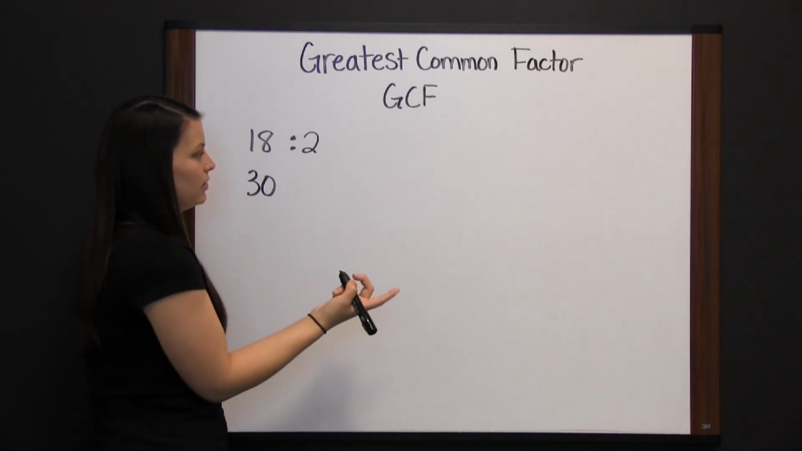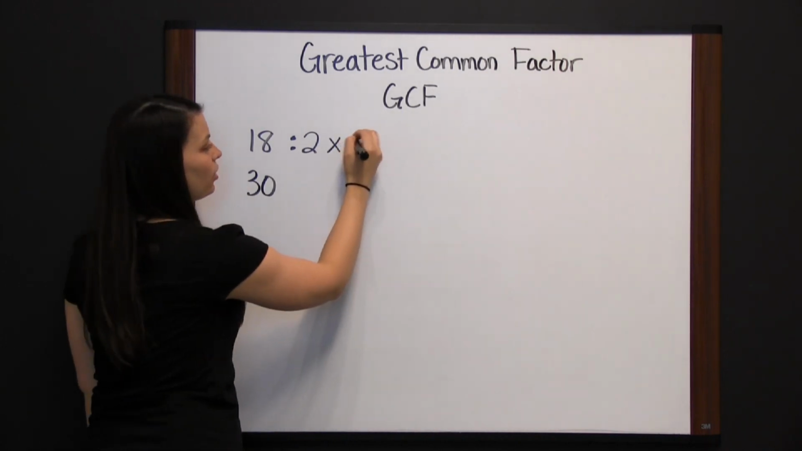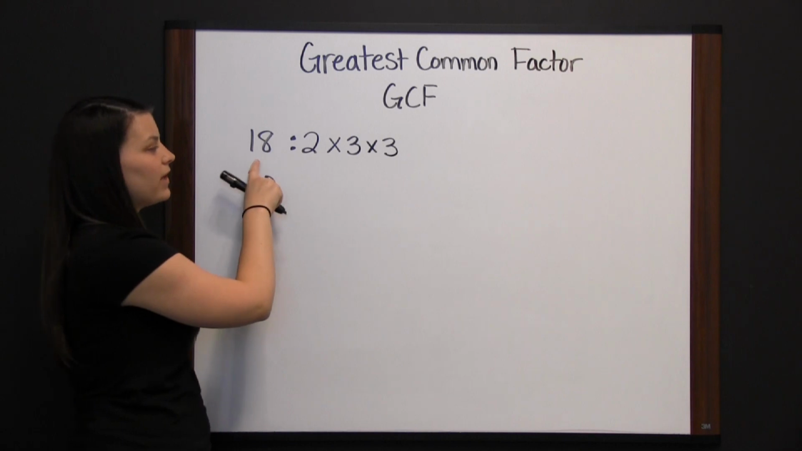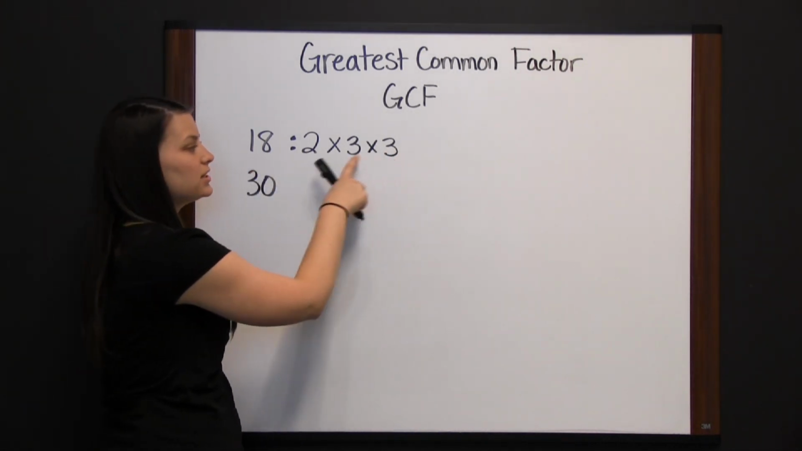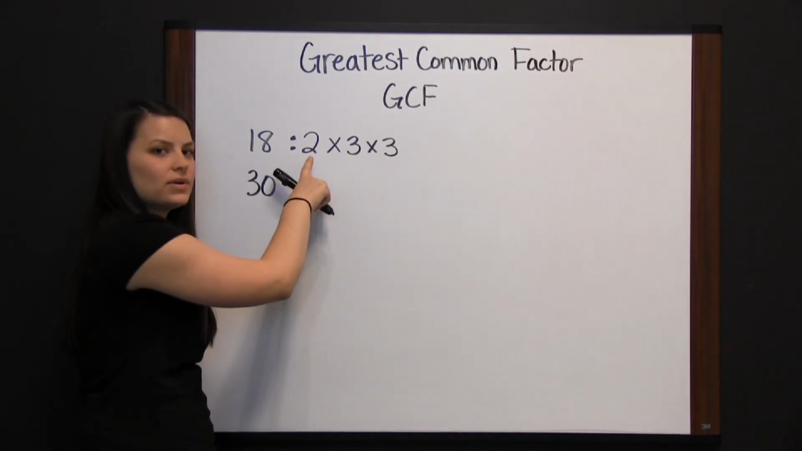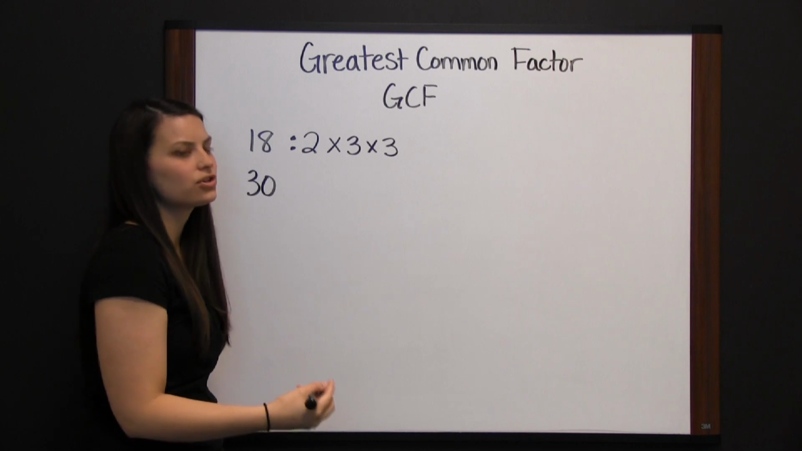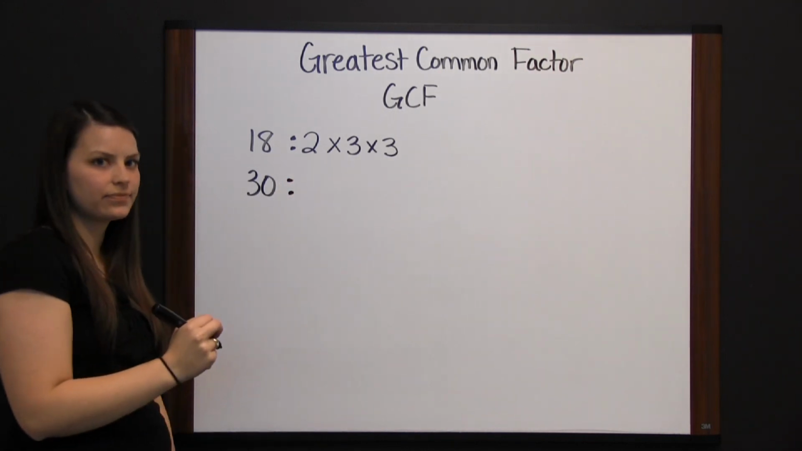9 is not prime though, so we need to break 9 down. And the factors of 9 are 3 times 3. So the prime factorization of 18 would be 2 times 3 times 3. 3 times 3 is 9, times 2 is 18. I always like to check after I've factored to make sure I've got it. The prime factorization of 30.